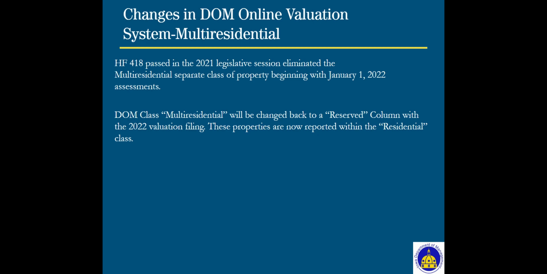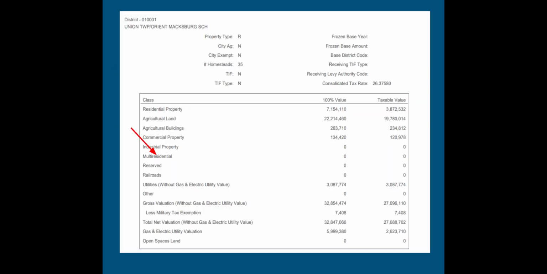So with the 2022 filing by your county auditor of valuations, there is no longer a multi-residential class as a separate class. The properties are now reported within the residential class. And so this just shows you an example of a valuation report that reports value by class. And you'll see this would be the 2021 report, and it does include multi-residential. If you looked at the same report for the 2022, this would now be changed to a reserved line and would have no value reported in it.